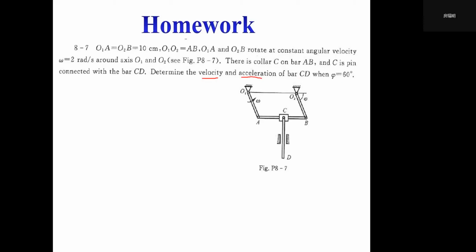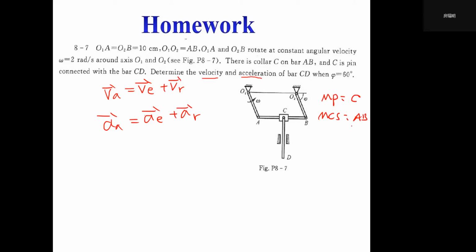So you guys just need to use this VA equals VE plus VR, and this AA equals AE plus AR. Because here, our moving point should be C, and our MCS should be what? Should be AB. So you can use what we have learned, use these two vector equations to find velocity and acceleration of CD.